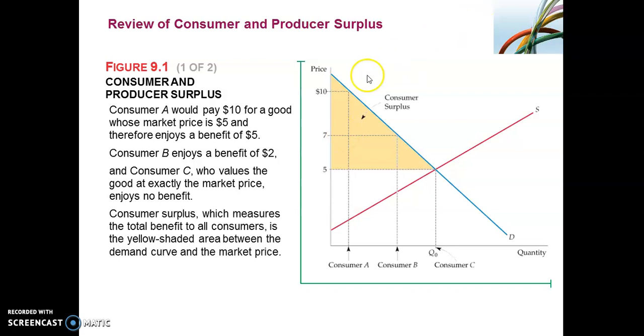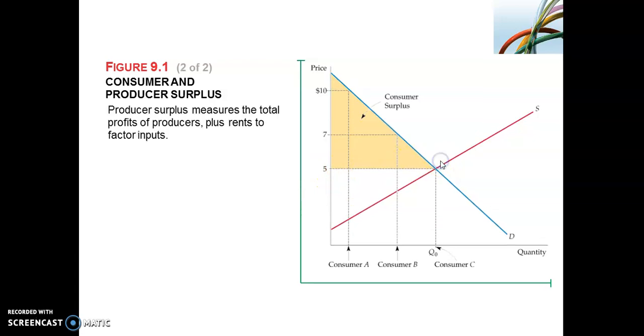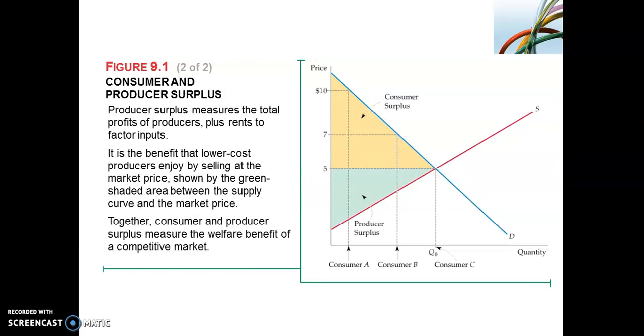So therefore, the consumer surplus measures the total benefit to all consumers, and this is the yellow shaded area between the demand curve and the market price. So now we can move on to producer surplus.